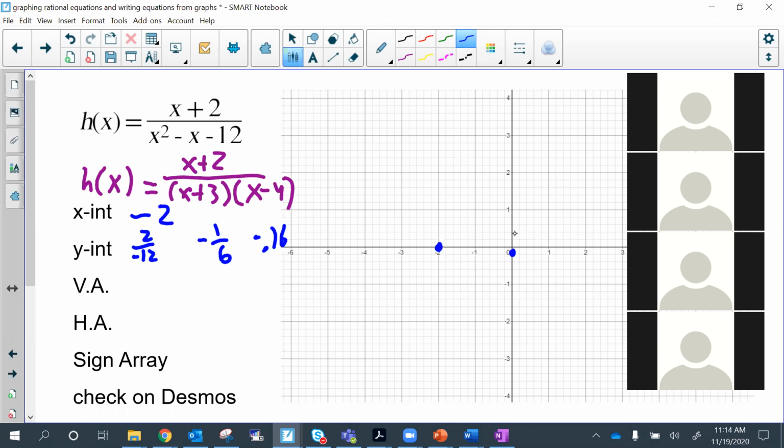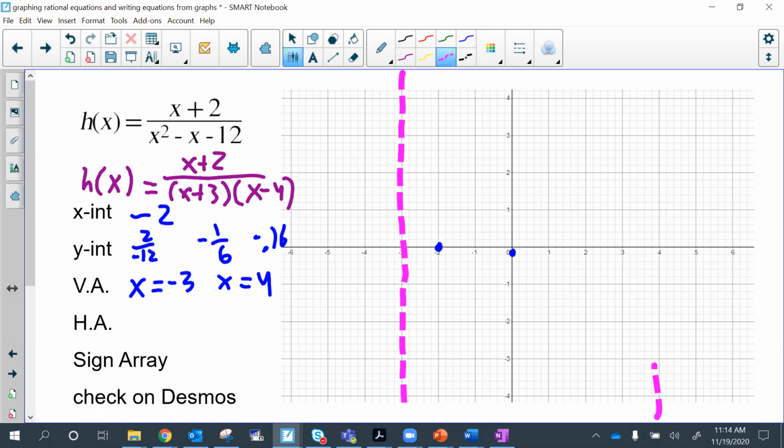Would one be -3 and the other one be +4? You are correct. -3 and +4. I'm going to draw those right here. So here's -3. And then +4 is going to come over here.